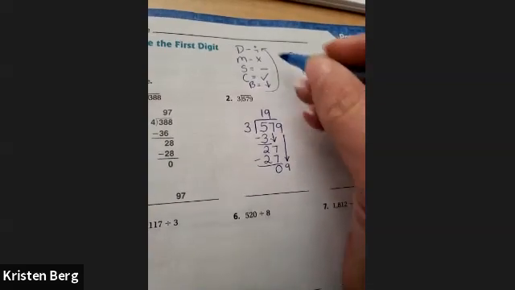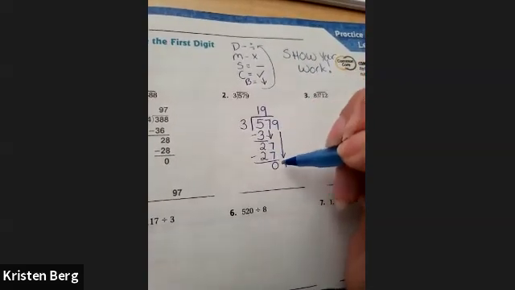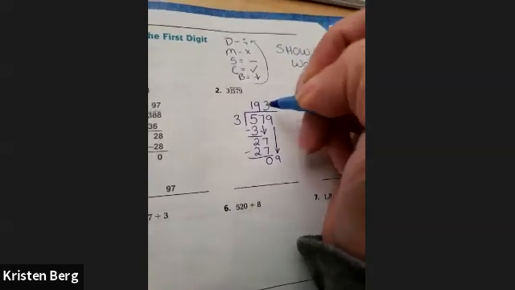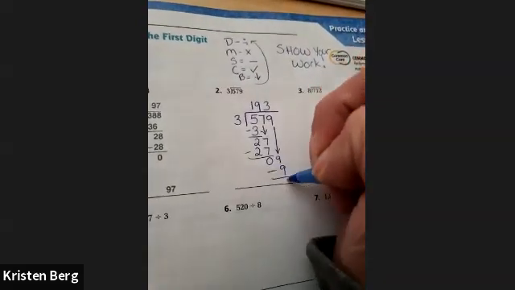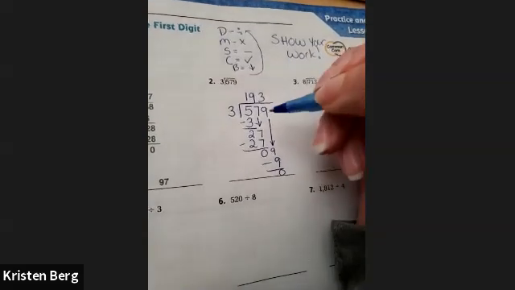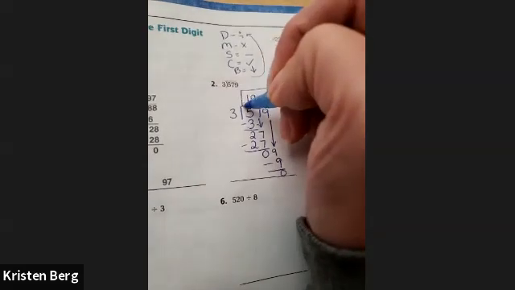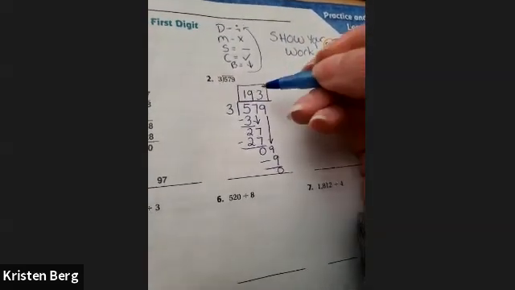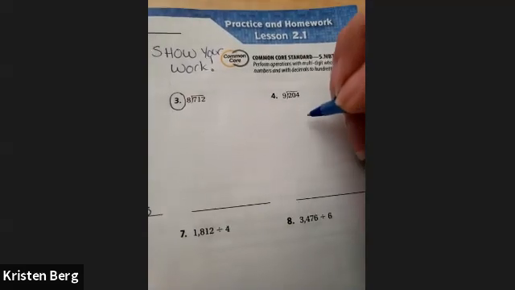Then you start back up at the top. How many 3s will go into 9? That would go in 3 times. 3 times 3 is 9 with nothing remaining. So therefore, your answer is just 193. So you can just box in that answer right there, because you don't have a remainder. You will do number 3 for homework, so you can circle that one. I am going to do 4 with you.